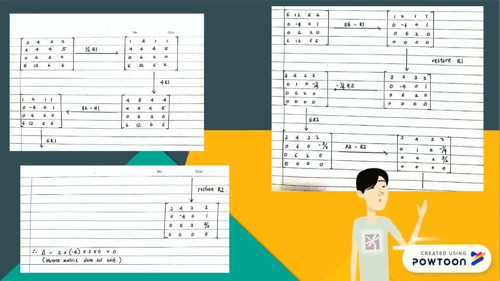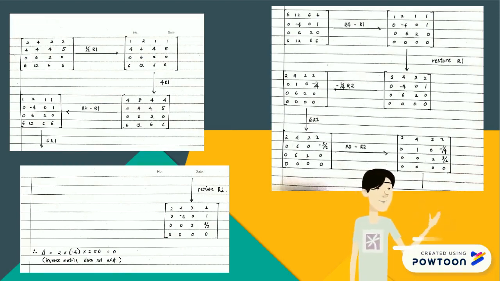First, divide the first row by 2. So from 2, 4, 2, 2, it will become 1, 2, 1, 1 in the first row. And then next, multiply it by 4, and it will become 4 at 4, 4. Then subtract the first row from the second row and then restore the first row to the original, that is 1, 2, 1, 1, but the second row will become 0, negative 4, 0, 1.